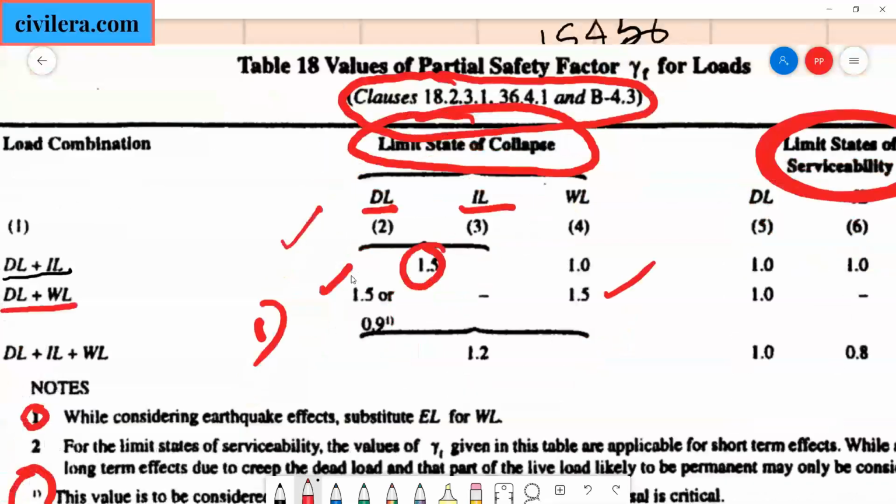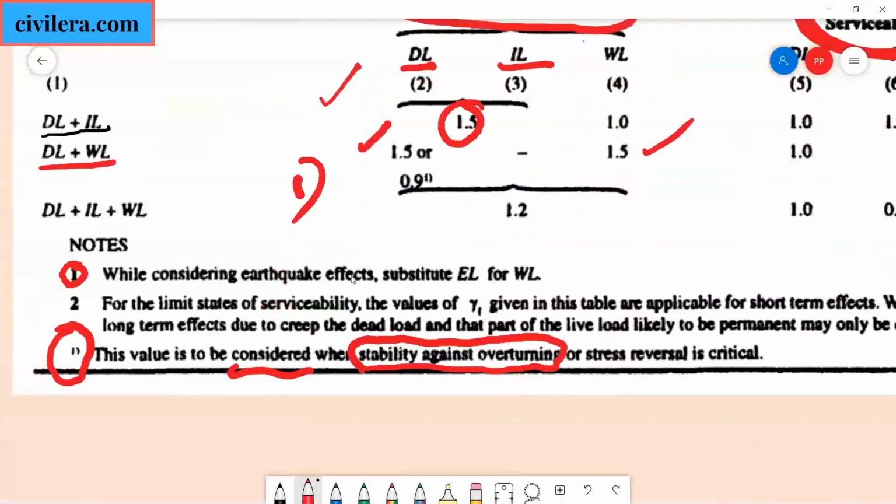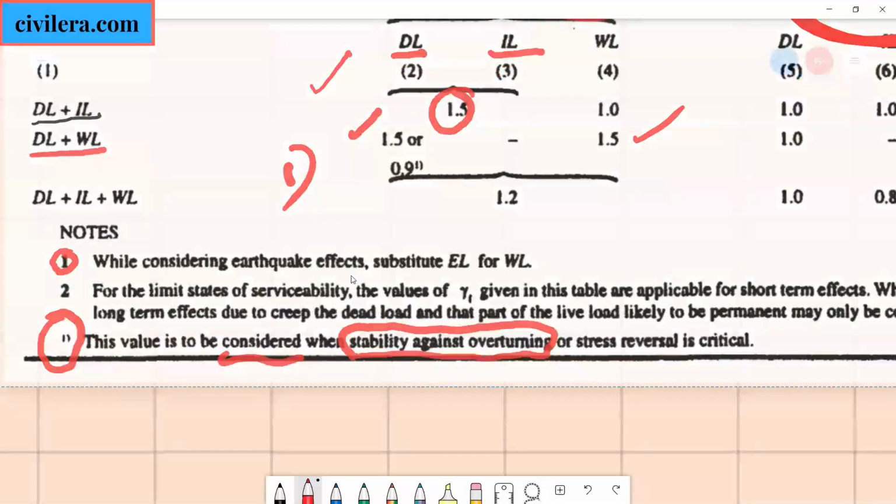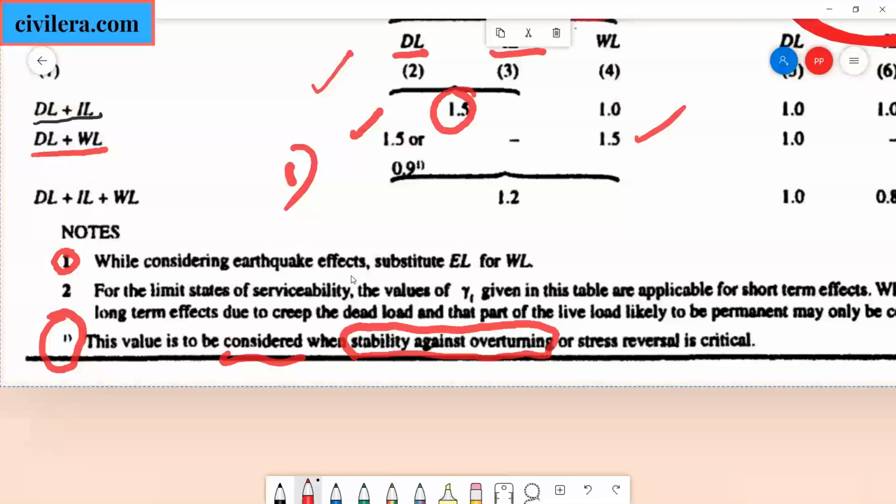Same way, always read the note and all the corresponding subnotes. In case you are not clear, always get back to your teacher. So that's how you need to improve yourself. Here there is a subnote which says this value is to be considered when stability against overturning. And one more thing is stress reversal is critical. So these combinations are going to make your stability and stress reversal critical.